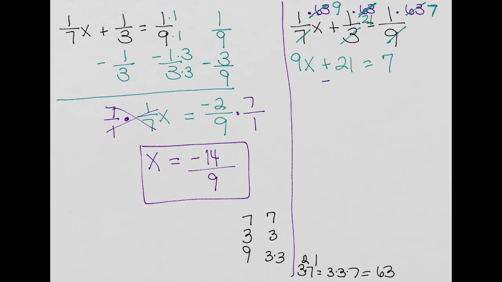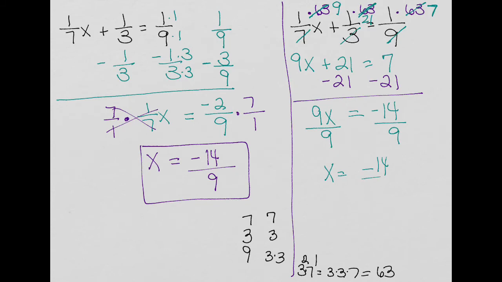You got to get the x term by itself, so you're going to subtract 21. So I've got 9x equals, and then 7 minus 21 is a negative 14. And then to solve for x, you divide by 9. So x equals a negative 14 ninths.